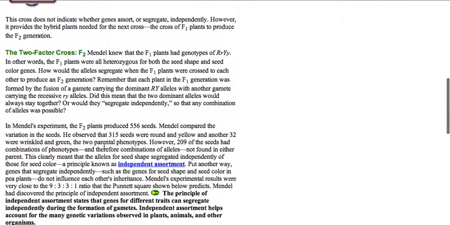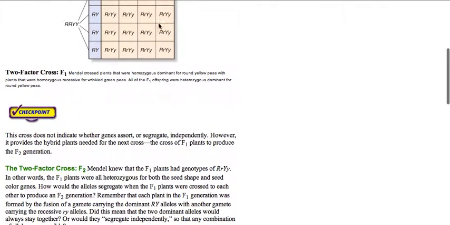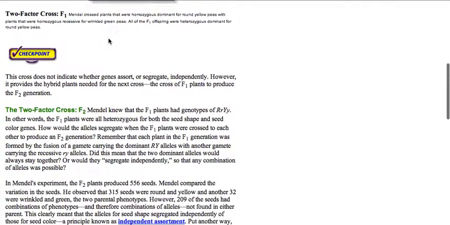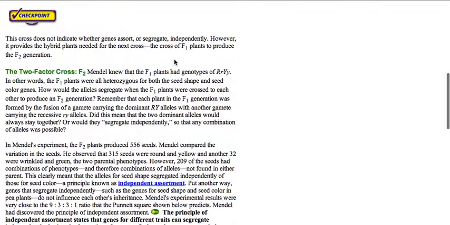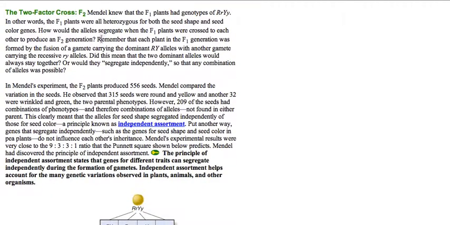This cross does not indicate whether genes assort or segregate independently. However, it provides the hybrid plants needed for the cross. So when he did this, he was able to make these plants that had mixed genes, heterozygous genes, to make the next cross. The cross of F1 plants to produce the F2 generation. So now we're going to cross another set.